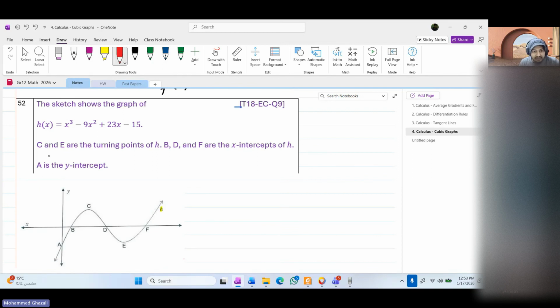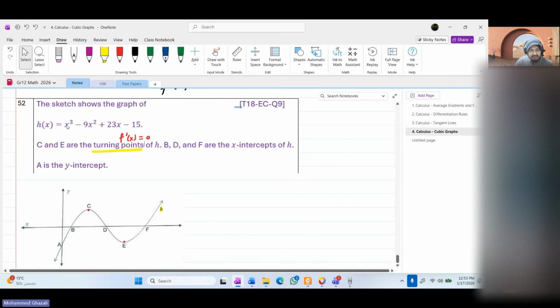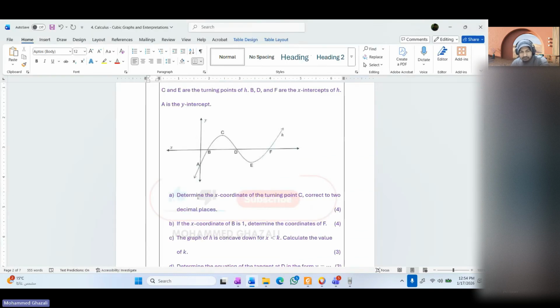So what does turning point mean? Turning point means that the derivative must be equal to 0. That's how we find turning points. Right, so those are all the important information. B, D and F are the x-intercepts of h. A is a y-intercept, right? So everything is given. You know what B, D, and F are. That's the x-intercept, y-intercept, turning points. That's it. Now let's see. Because the entire cubic function is given, it's easy to basically analyze this graph. There's hardly any unknowns. So question number 1.